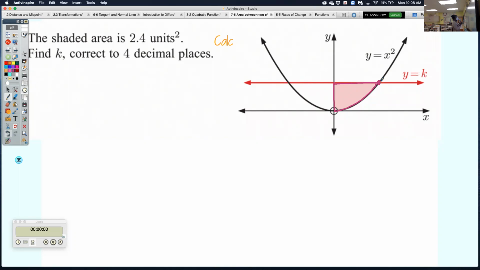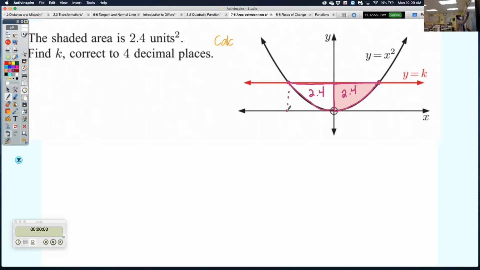But because this is a quadratic, y equals x squared, we know that if this area is 2.4, then this area over here is also 2.4. And so then we can use that to help us find the value of k, because now I have from point to point an enclosed region.